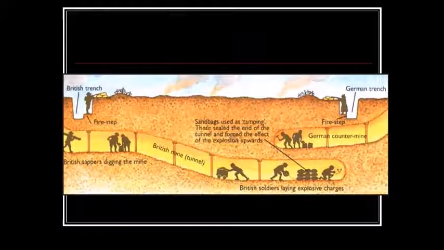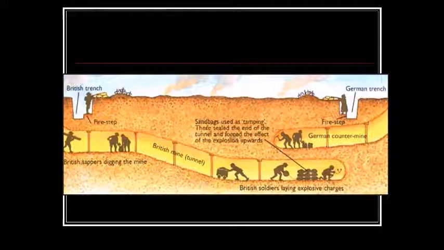Now, occasionally, they would try to tunnel from one trench to another. Typically, that did not work because they would end up collapsing on themselves, or the traps of trying to blow up the other trench wouldn't work very well.